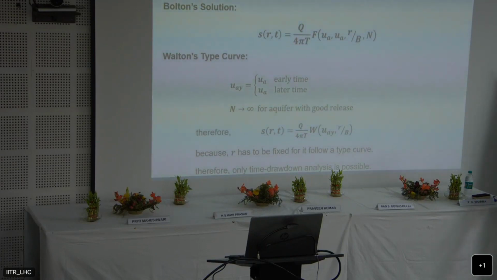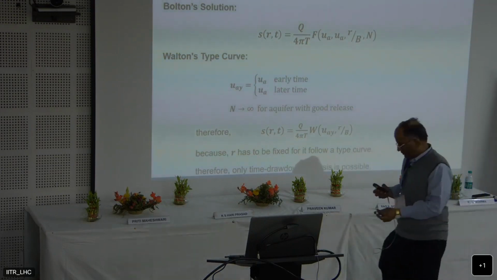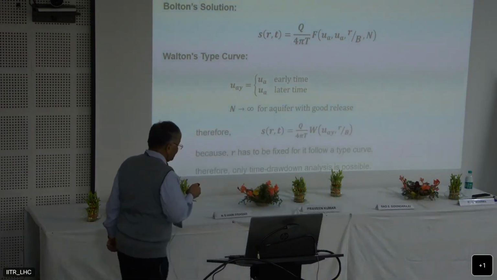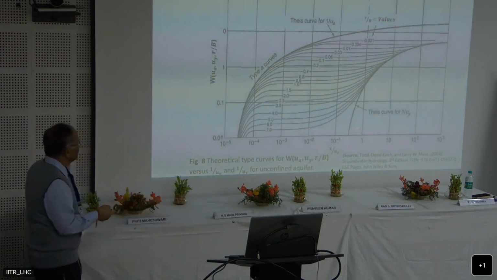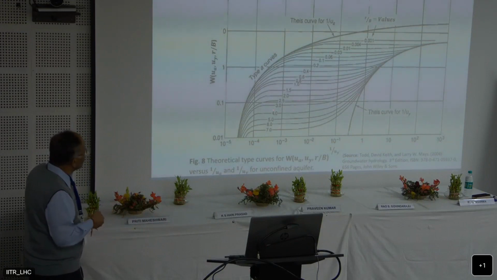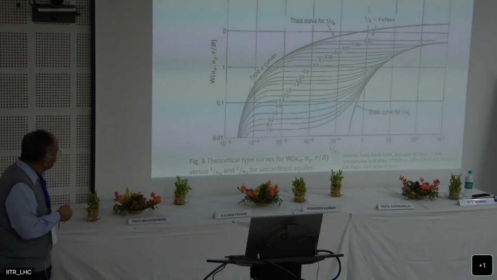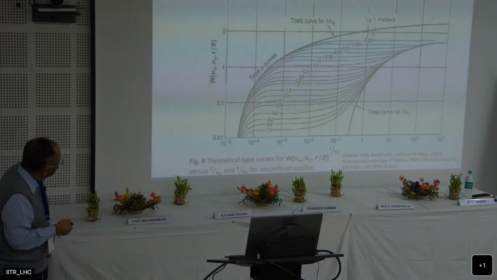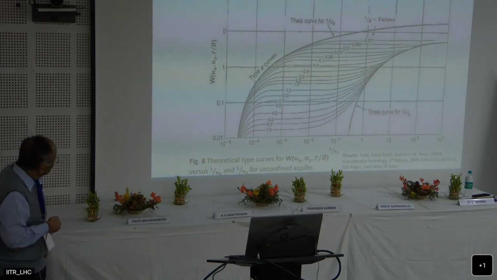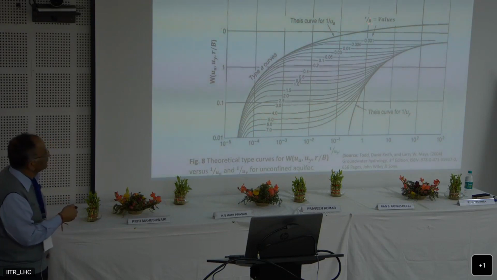Here both will be influencing. See here, you can see, this basically depends upon these curves. There are different curves. You can see here this curve for 1 by uA, and this is for 1 by uY. You will get these curves for different values of r by b. So what is b here?